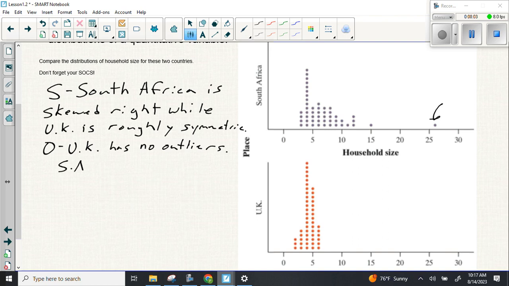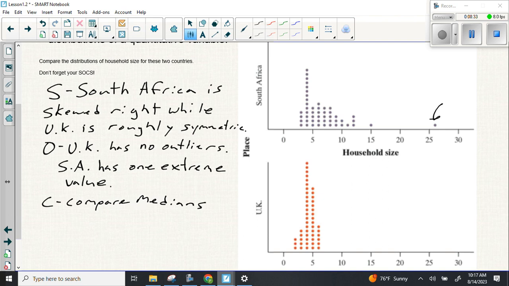I'm going to say South Africa has one extreme value. At this point in time, we're just going to estimate center, right? But we would compare medians. We'll talk about that. And then for variability, I would just talk about this right away. I don't like getting into this too in depth because we're missing some stuff. I would love to know the standard deviation of this. I would love to know maybe even the interquartile range.